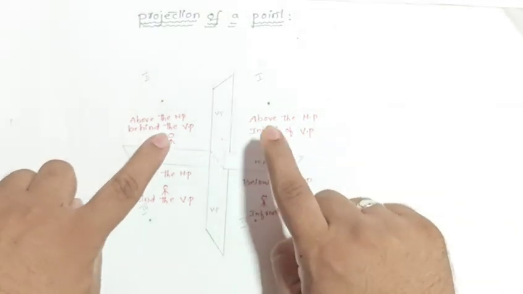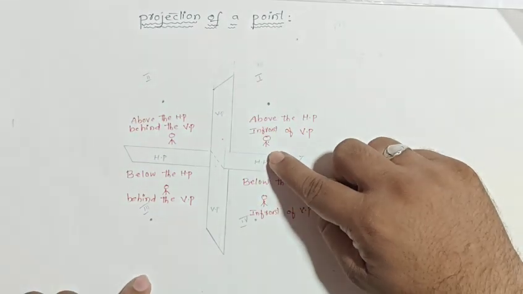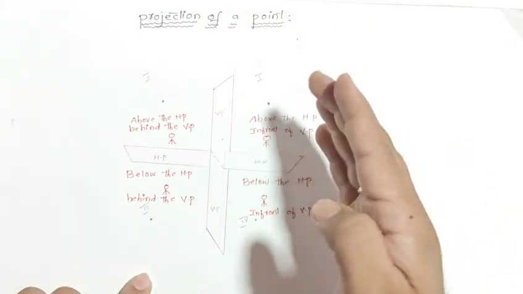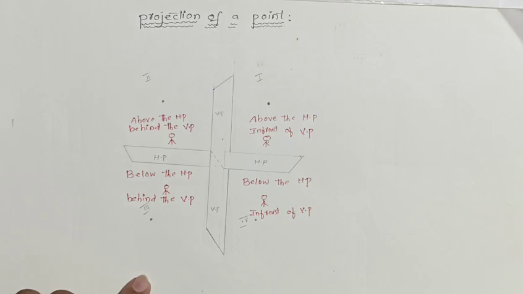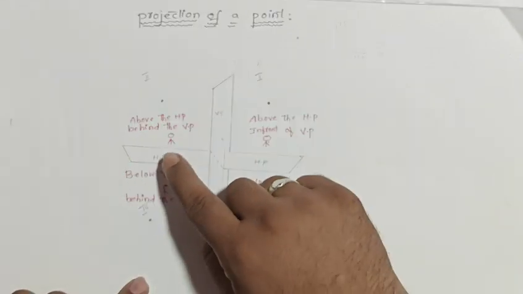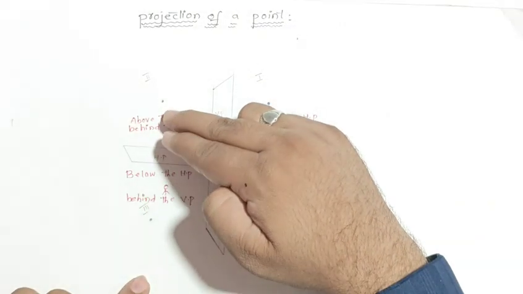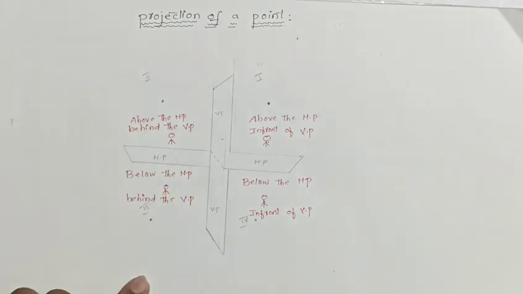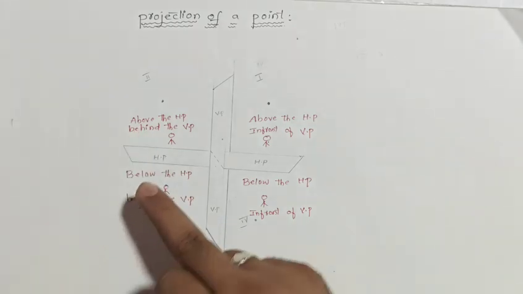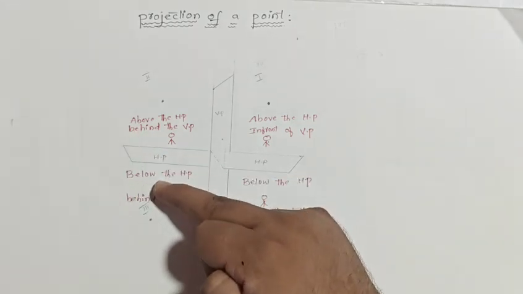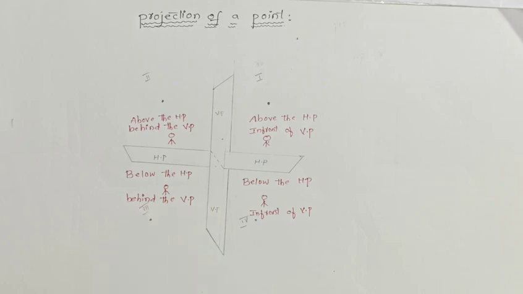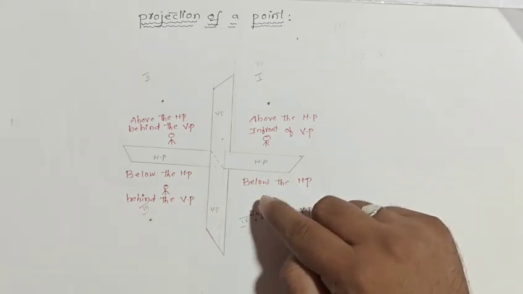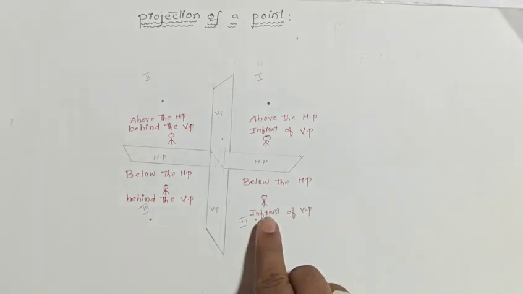First person, second person above the horizontal plane, but first person is above the horizontal plane and in front of vertical plane. What about the second one? The second person is above the horizontal plane and behind the vertical plane. What about the third quadrant person? Third quadrant person is below the horizontal plane and behind the vertical plane. What about the fourth quadrant person? The fourth quadrant person is below the horizontal plane and in front of vertical plane.